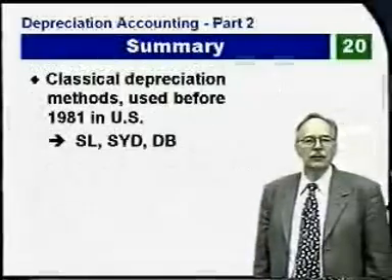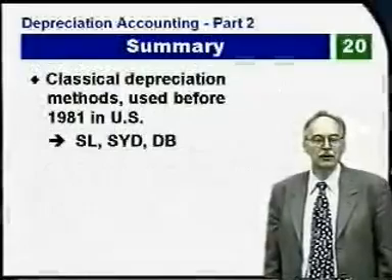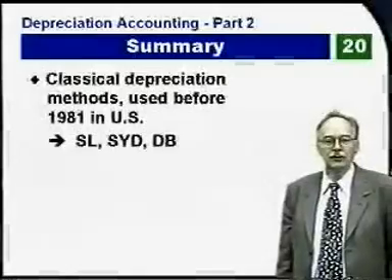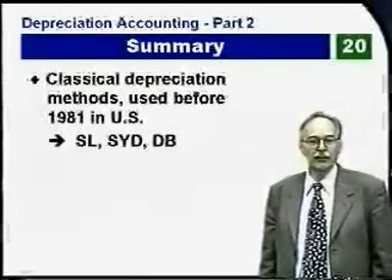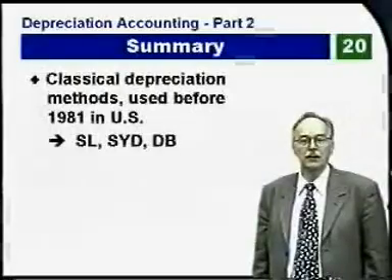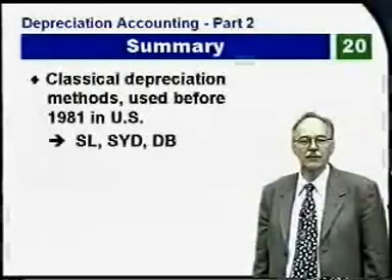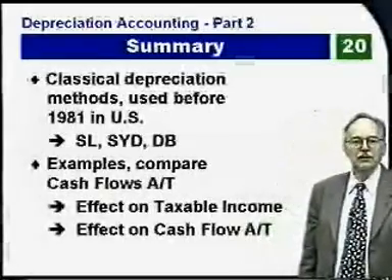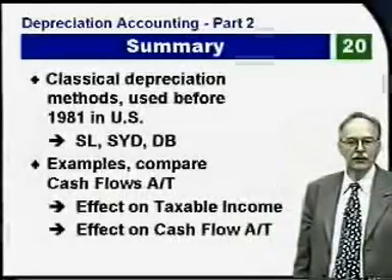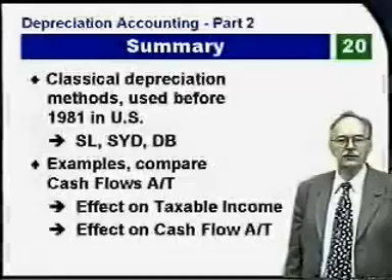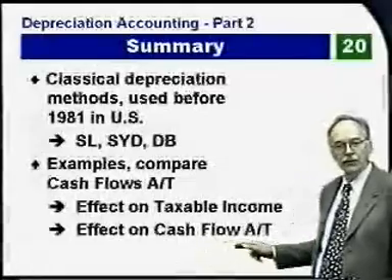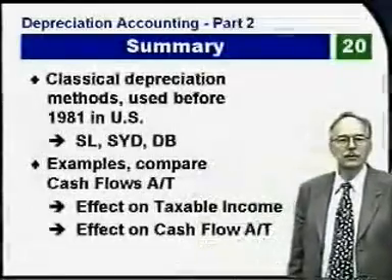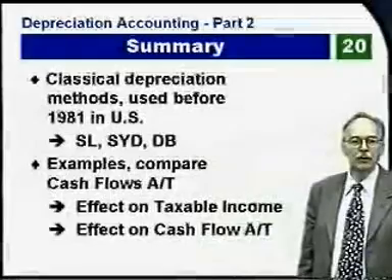So in summary, we have covered the classical depreciation methods, those used before 1981 in the United States. And these are the straight line method, the sum of the year's digits method, and the declining balance method, which is really a family of methods. And in our example, we have applied the 200% declining balance member of that family. And we looked at 3 examples where we compared the cash flows after taxes. We compared the effect on taxable income, and then the effect on the cash flow. And the only difference in the cash flow after tax was due to the differences in the depreciation methods, because the revenues and the expenses for labor and materials were the same in all 3 examples.